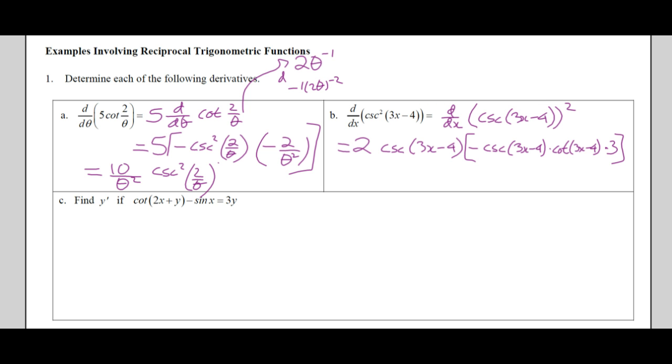All right, so we want to put that all together. What have we got? Well, it's all just multiplied together, right? So we've got a 2 and a negative and a 3, so that'll be negative 6. We got this times this, which will be cosecant squared of 3x minus 4. And then we've got a cotangent of 3x minus 4.